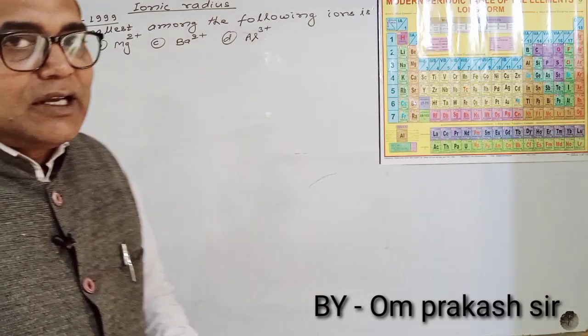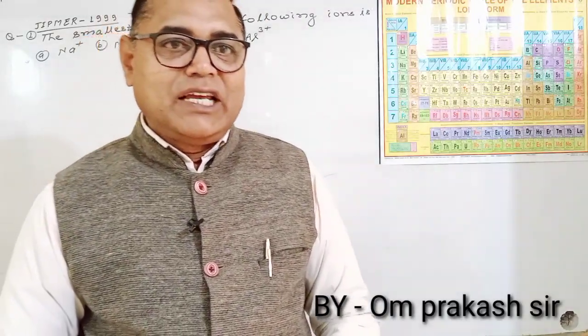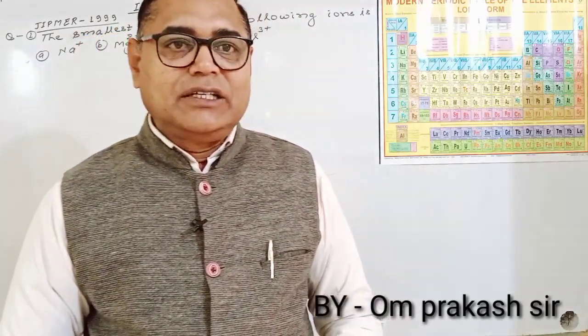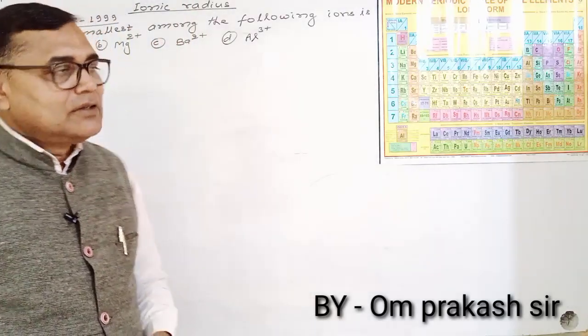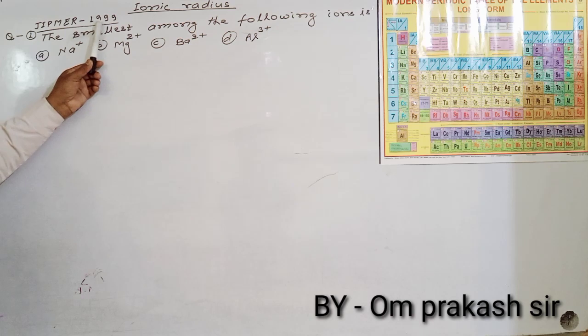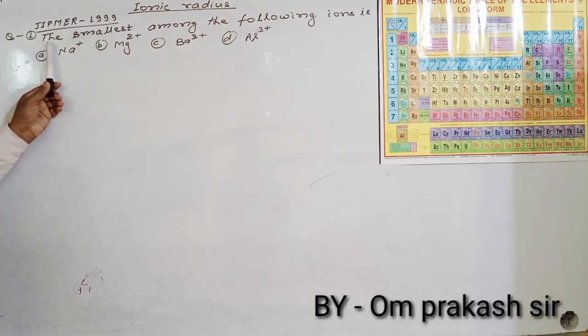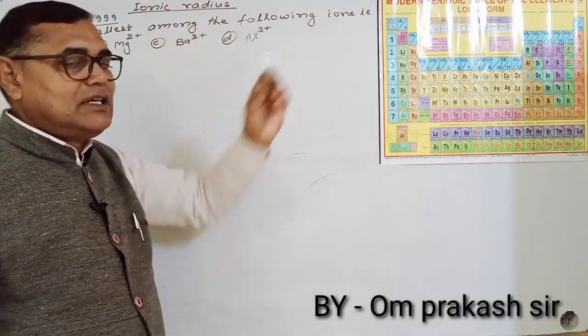Good morning, students. We explain objective questions which are related to ionic radius. The first question was asked in 1999. The question asked: the smallest among the following ions is.